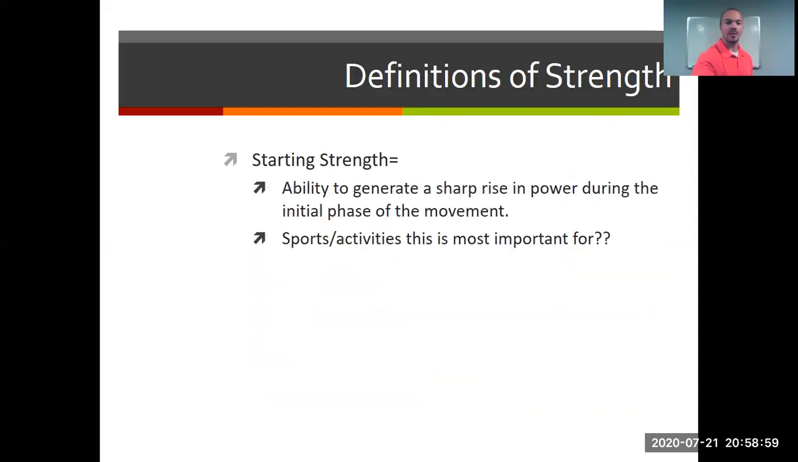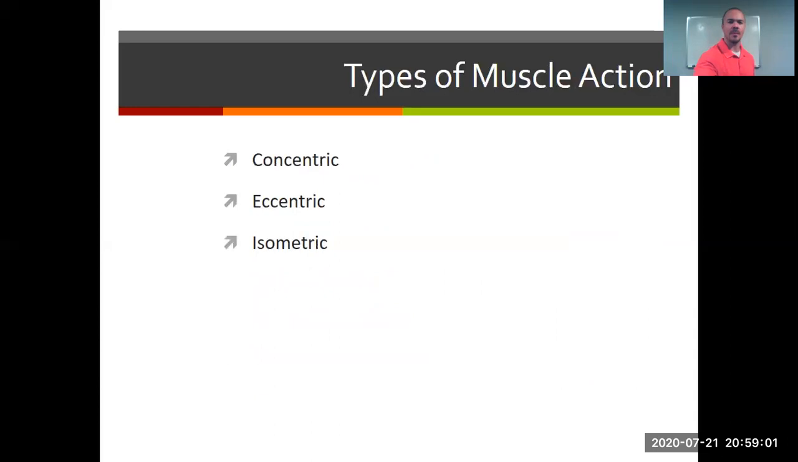Let's get back through these. All right, keep in mind that our muscles only do one thing. Our muscles only contract. They only shorten. But there are three types of contractions: concentric, eccentric, and isometric.